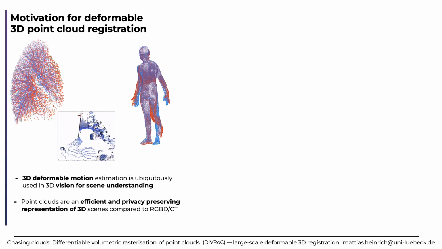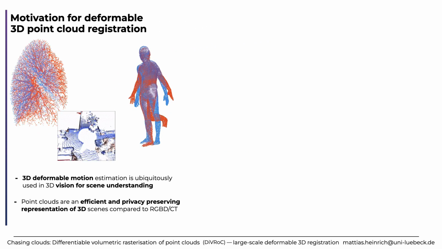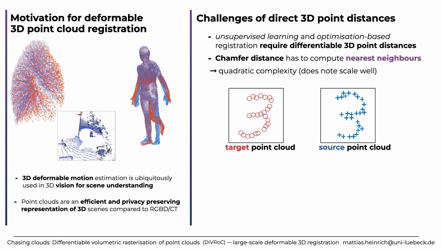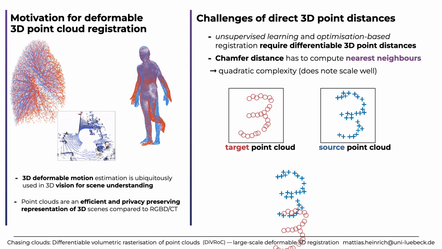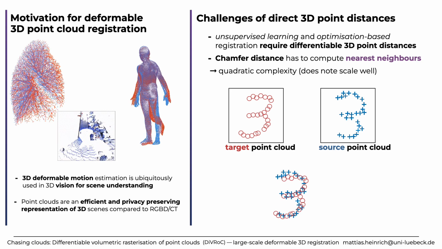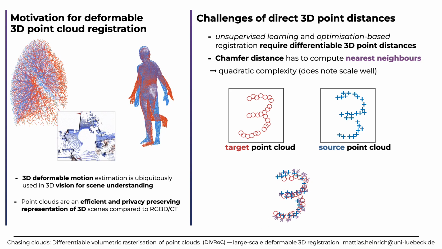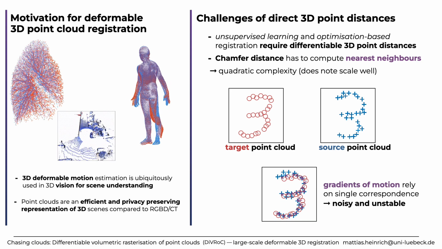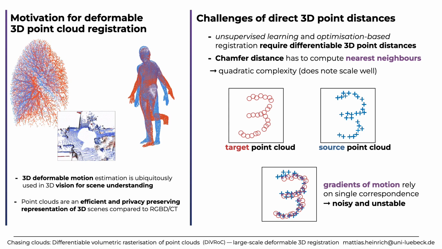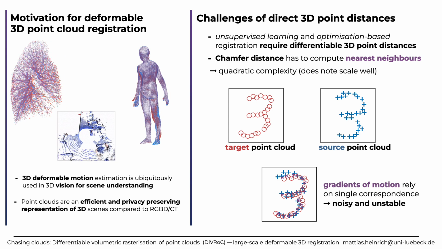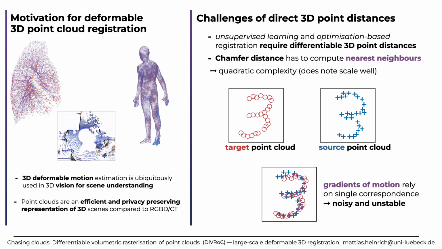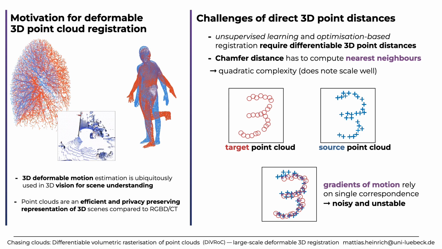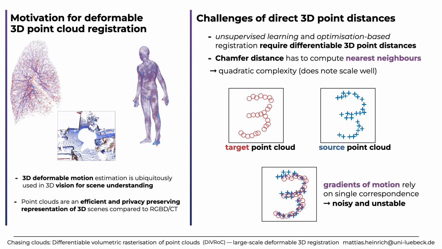However, defining a 3D distance on sparse point clouds for training a learning-based model or using it in instance optimization is very tricky. For chamfer distances, we firstly need to compute nearest neighbors between points in the target and source cloud points in every iteration, which does not scale well. And secondly, we can only obtain unstable gradients with respect to the moved coordinates.